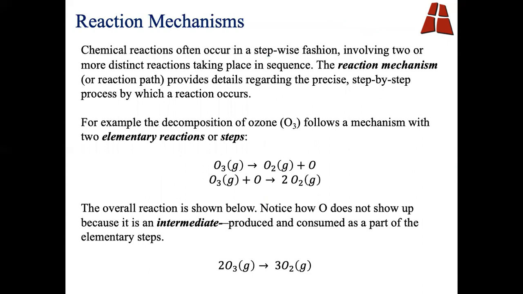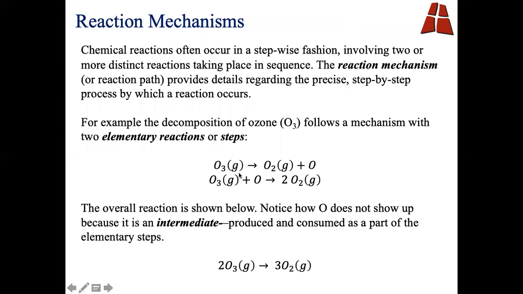Lastly, in kinetics, we have reaction mechanisms. And so these are the multiple elementary steps that make up an actual reaction. Reminder of some terminology here: an intermediate is something that is produced and consumed. So for example, we produce just O here. O is produced and then consumed. And so it is an intermediate in our reaction.